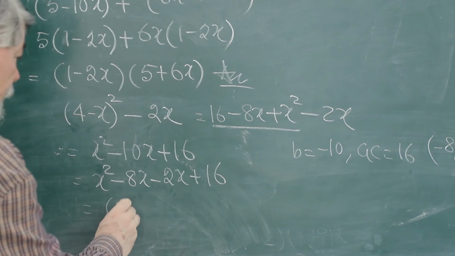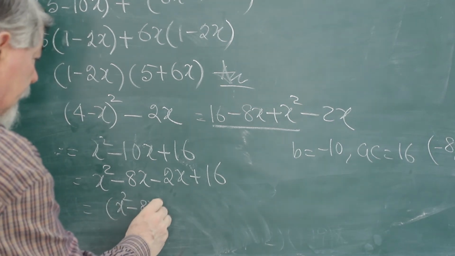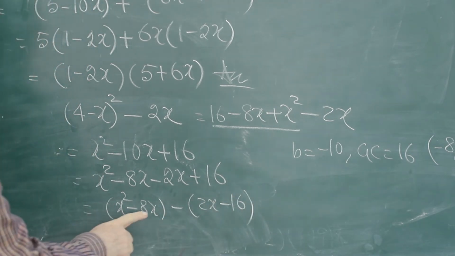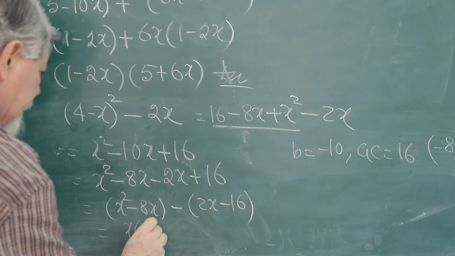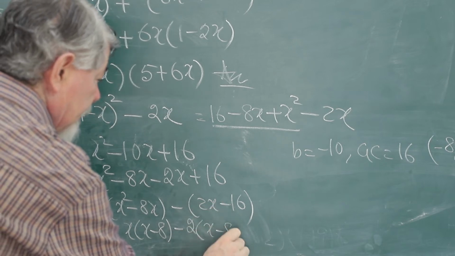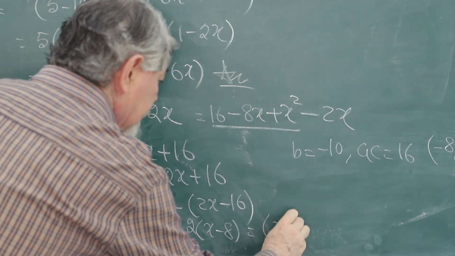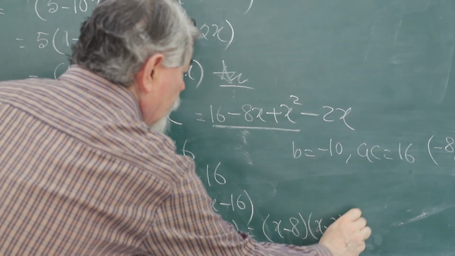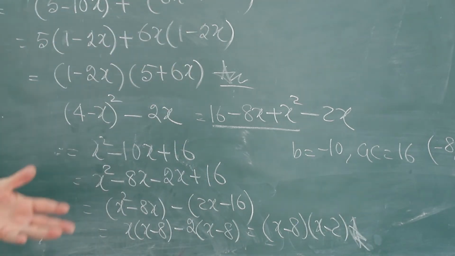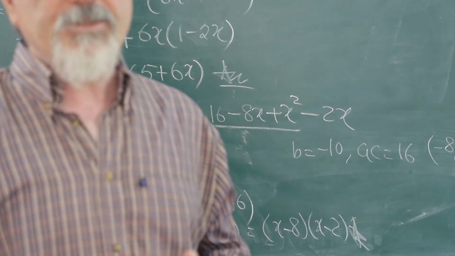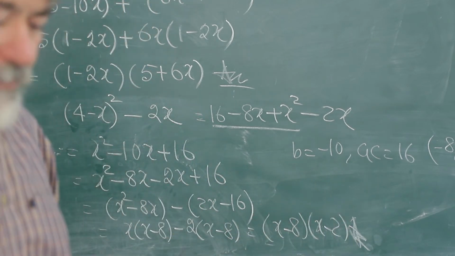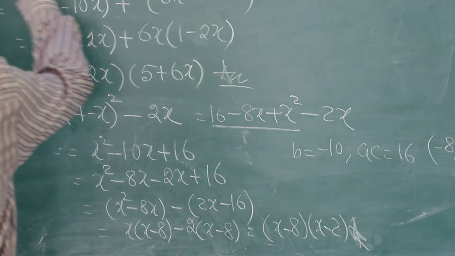Now pairs: x square minus 8x, and if I take minus 2 common, 2x minus 16. Now what is common here? x is common: x minus 8. And minus 2 is common here. So what will be left? x minus 8. So you get x minus 8 into x minus 2. These are the two factors. The method is the same. Whenever you are not able to see through the question, the best way is to simplify. Once you simplify, you will be able to see clearly what you need to do. Now let us see question number 8.